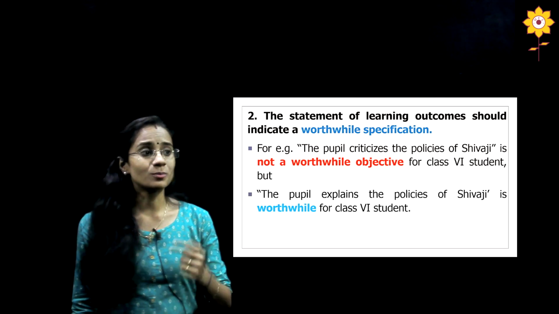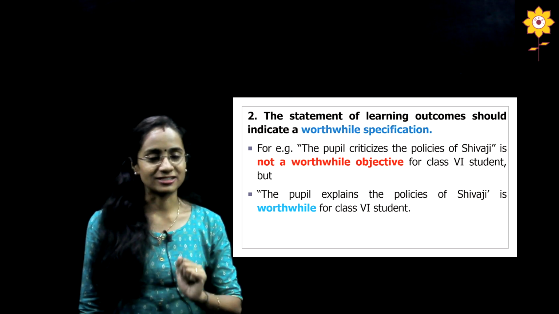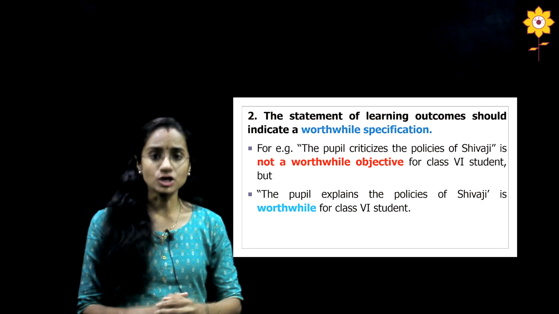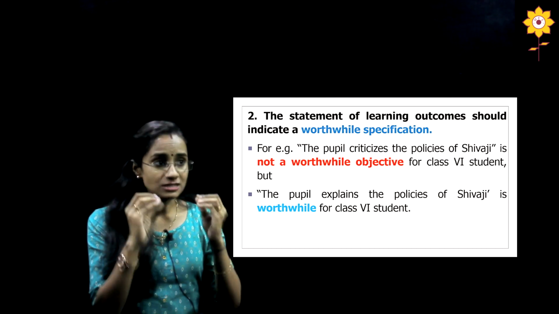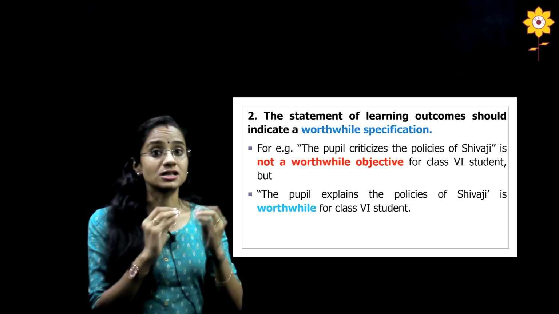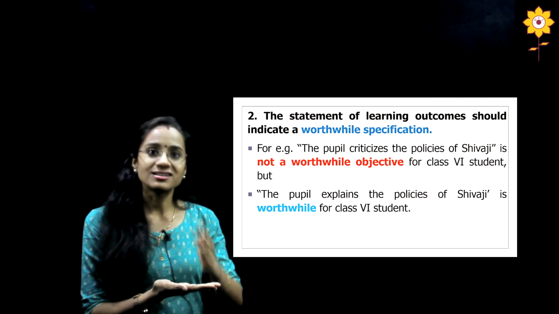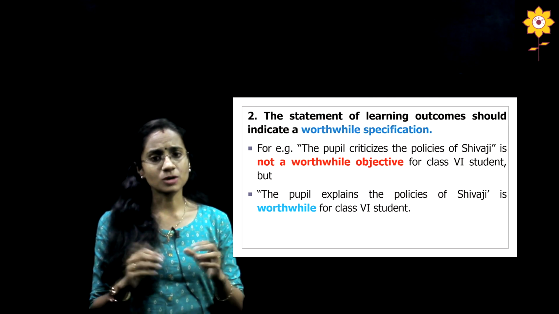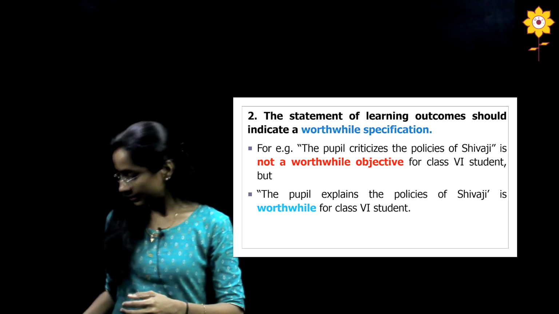Whereas when I say the pupil explains the policies of Shivaji, that can be done by the students of class 6. So it is a worthwhile objective. Understood? You should also make sure that the specific objective that you have framed is worthwhile. It is as per the class, as per the students, that they can do it. It should not be something which cannot be achieved by the students of that particular grade.